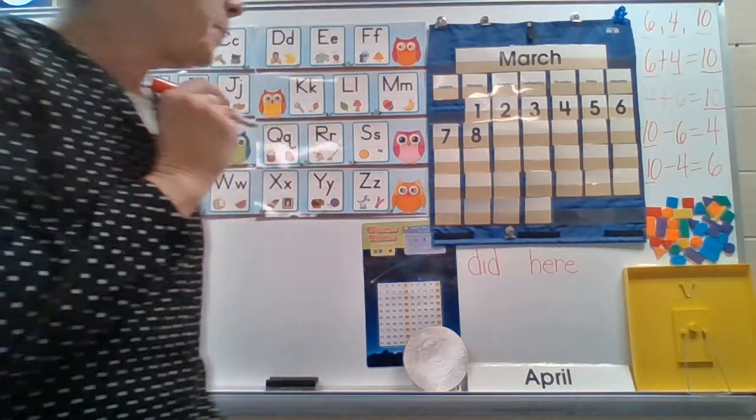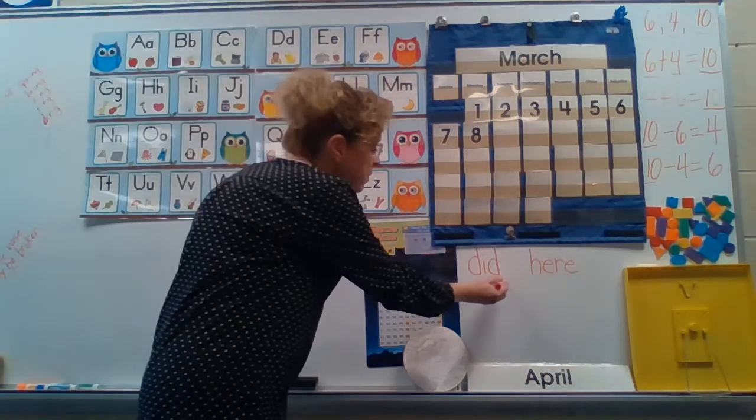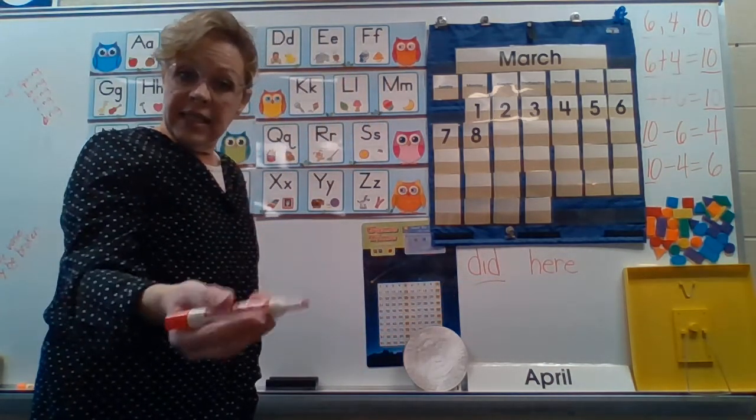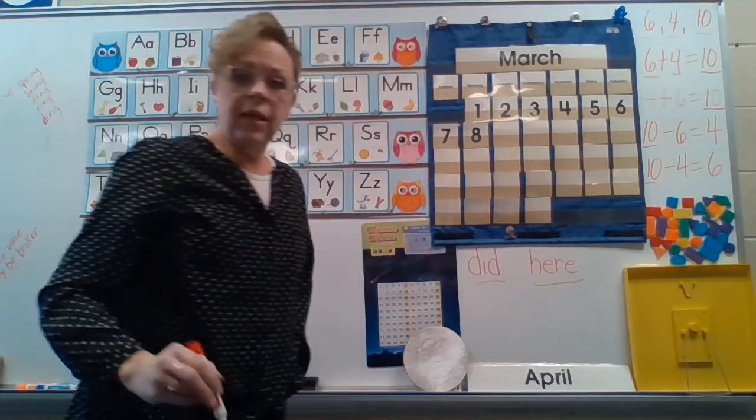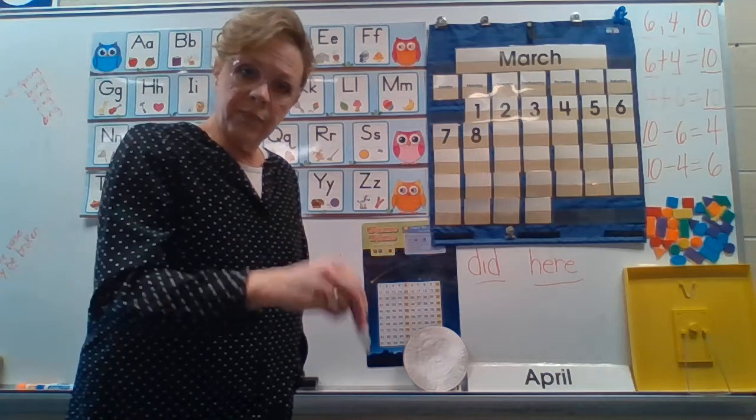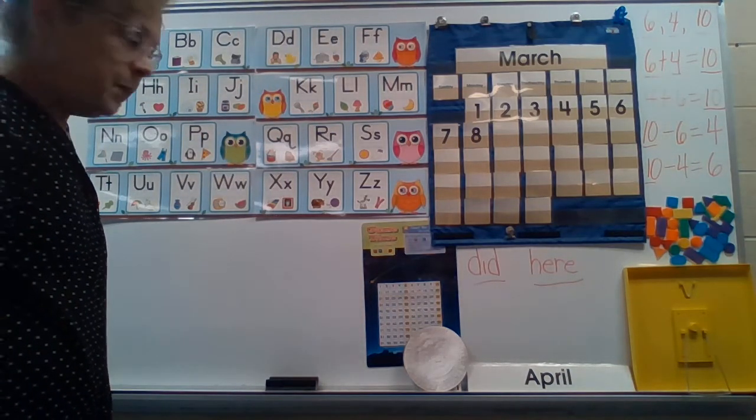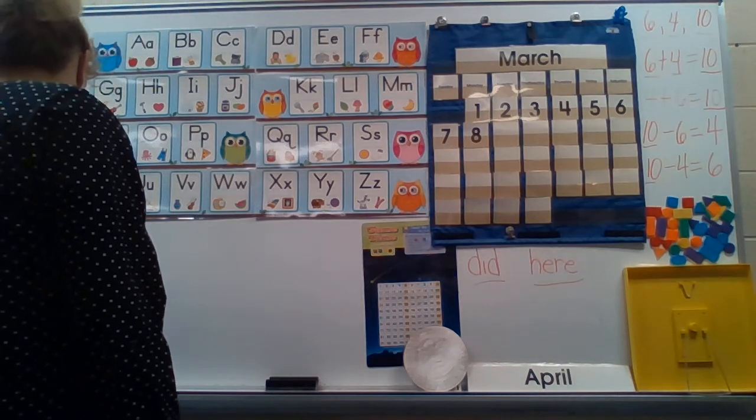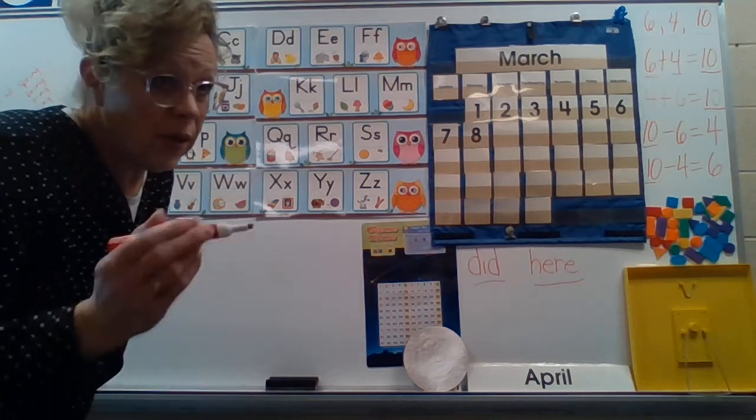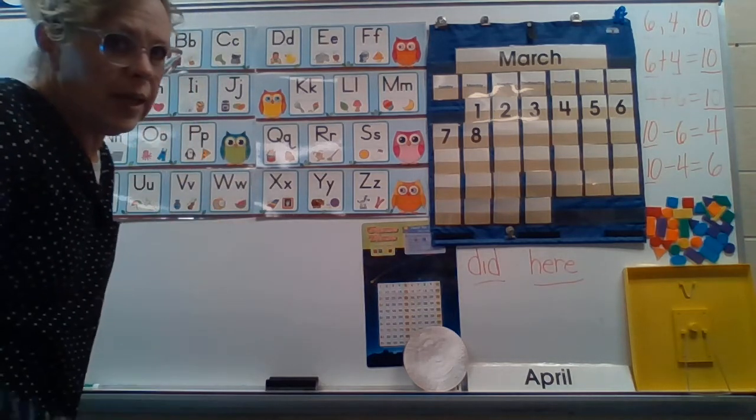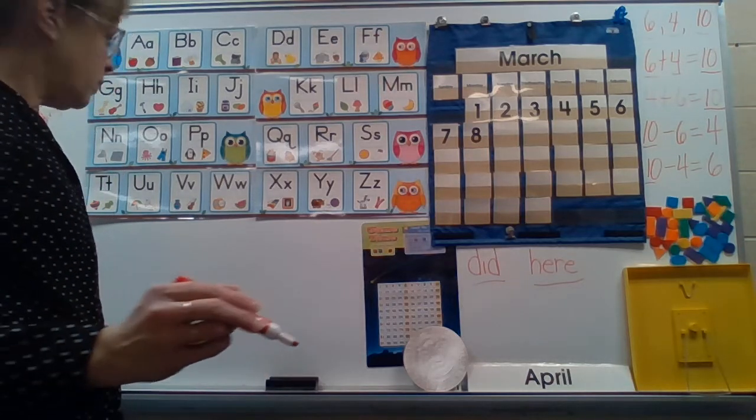All right. Now we have 2 new sight words, and they are did, D-I-D, like I did it, and here, H-E-R-E, like I am here in this spot. Okay. So we're going to use those today. Now I have a sentence. It has 3. I don't have one sentence. I have 3 sentences that go together. All right. So write small on your board if you're writing with me today.